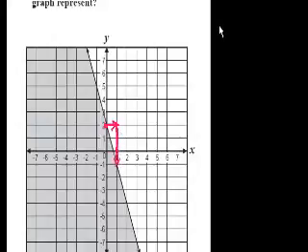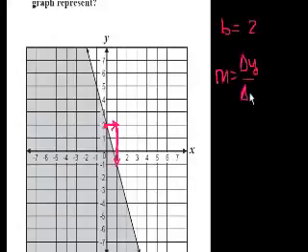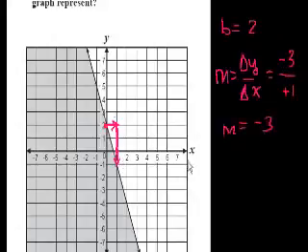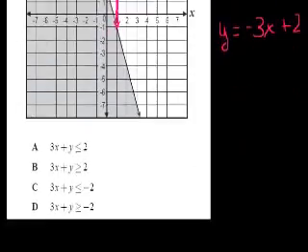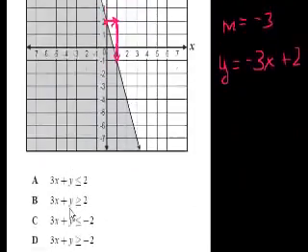Right? So the y-intercept is equal to 2. We figured that out. b is equal to 2. The slope is equal to change in y over change in x. When x increases by 1, the change in y is minus 3. It goes down by 3. So the slope is equal to minus 3. So the equation of this line is y is equal to minus 3x plus 2, right? mx plus b. And if I look at the choices, already it looks a little bit different than that, but we'll get to that.